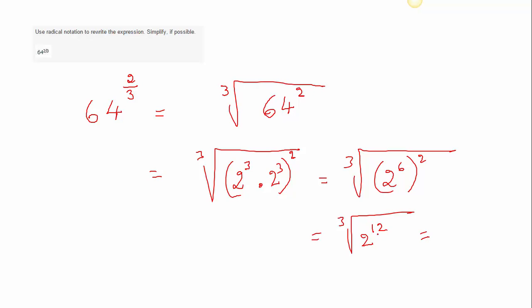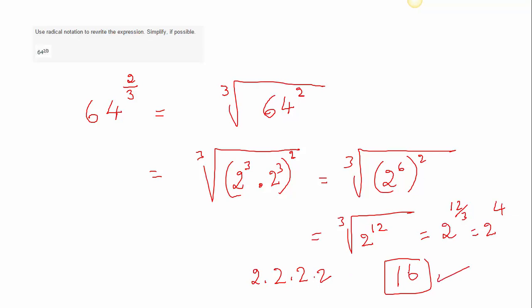And finally, I'm going to change this radical to rational exponent by applying the rule: 2 to the power 12 over 3. Now what is 12 over 3? That's 2 to the power 4. 2 multiplied by itself 4 times. That's 16. So remember, 2 times 2 times 2 times 2. 4. 4 times 2, 8. 8 times 2, 16. So 16 is the final answer. So 64 to the power 2/3 is equal to 16.